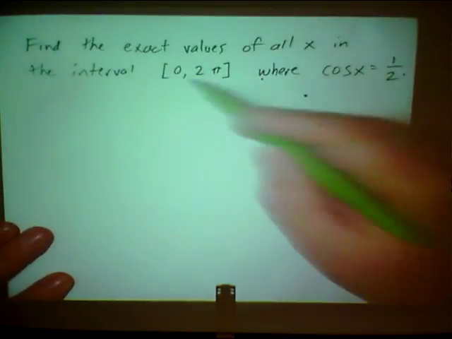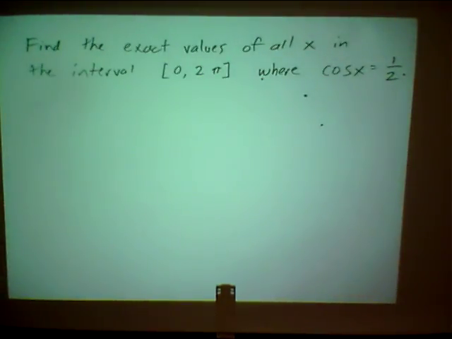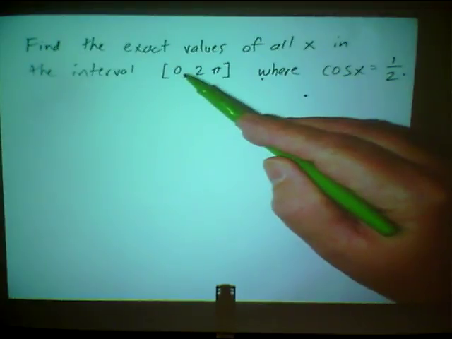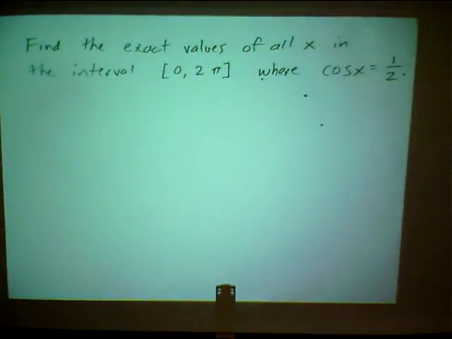So they're saying they want you to look at all the angles between 0 and 2 pi, and they want you to go find out which angles would result in the cosine of that angle being 1/2. So it's almost like find the angles where the cosine's 1/2. That's what this problem basically is. And we're checking all the angles all the way from 0 to 2 pi.